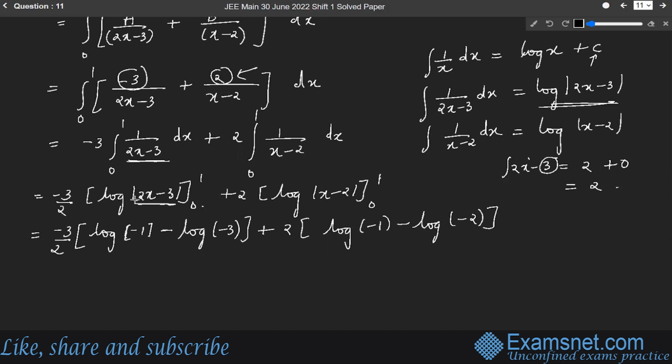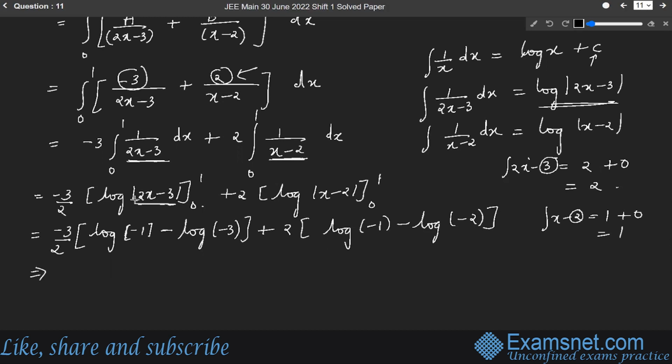So don't forget this. All right. And here, if we talk about x minus 2, what is the integral of x minus 2? The integral of x is 1 and the integral of minus 2 will be 0. So 1 plus 1 is 1 only. So here it will be 2 by 1, means 2 only, right?